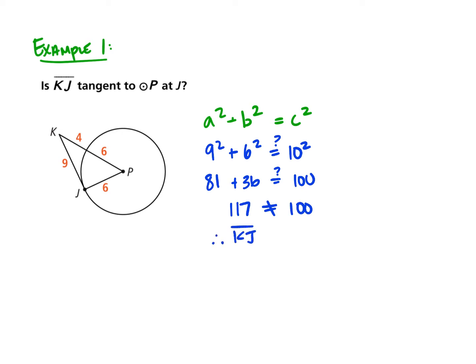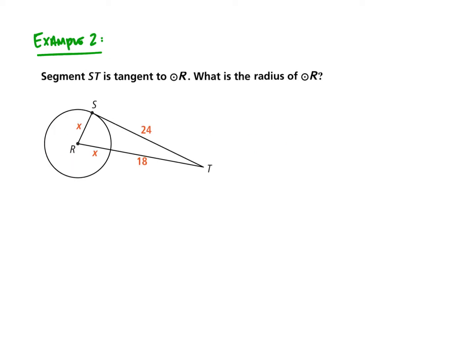Therefore, I would say that line KJ is not tangent to circle C. The reason it's not tangent is because this is not going to be a right angle right here. So the idea would be, apparently, if I turned this into a line, it would intersect the circle at another point. In the picture, it doesn't look like that's going to happen, but the math tells us that that's what would happen, because the Pythagorean theorem doesn't work in this triangle.